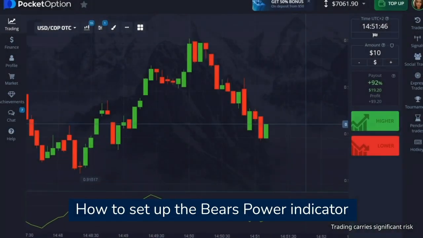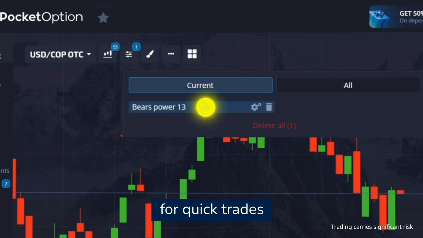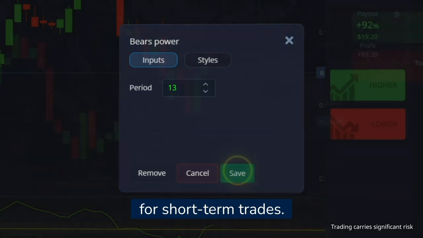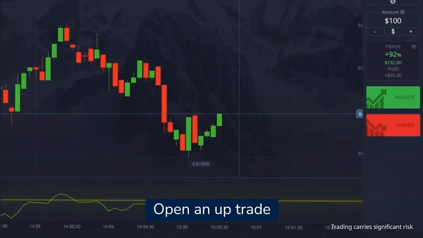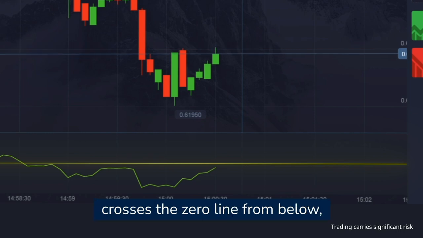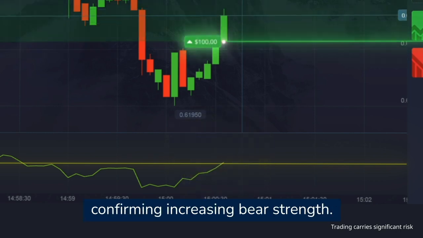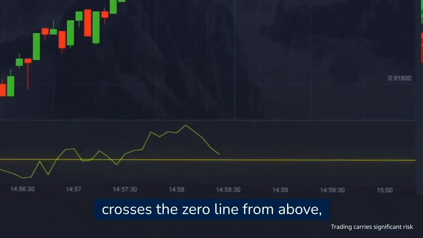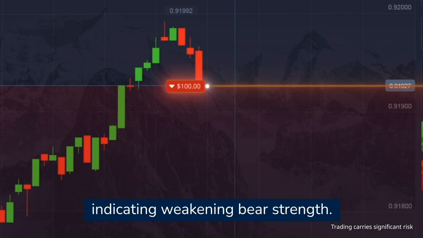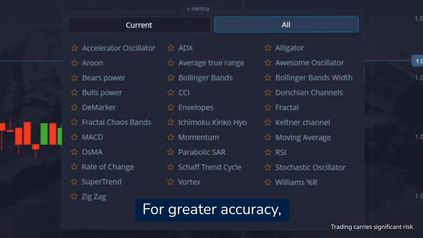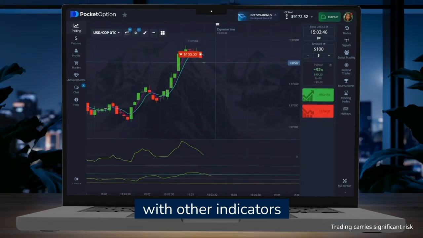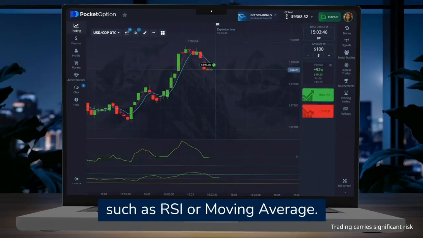How to set up the Bears Power indicator for quick trades. Set the EMA period to 13. This is the optimal setting for short-term trades. Open an up trade when the Bears Power indicator crosses the zero line from below, confirming increasing bear strength. Open a down trade when the indicator crosses the zero line from above, indicating weakening bear strength. For greater accuracy, use Bears Power in combination with other indicators such as RSI or moving average.